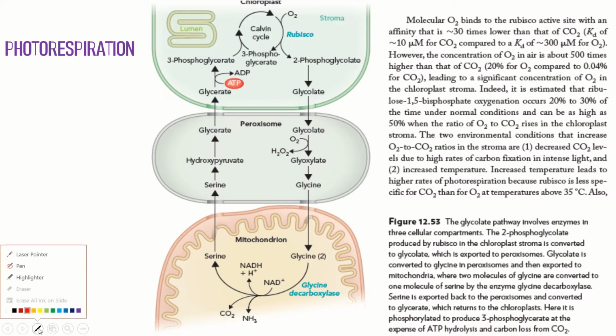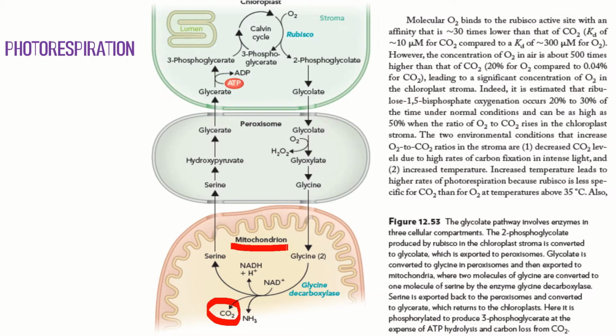So here carbon dioxide is lost in that process. Where is it taking place? It is taking place in the mitochondrion. This serine is going out of mitochondrion. It is entering back into peroxisome, where it is converted into glycerate, and from peroxisome it is moving into chloroplast, where it is converted into 3-phosphoglycerate and it is entering into Calvin cycle.